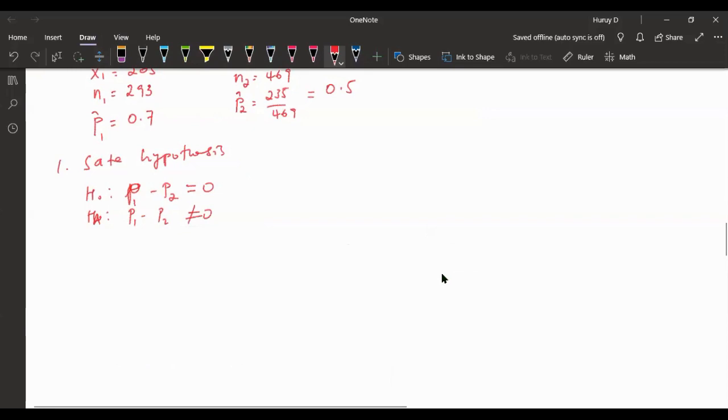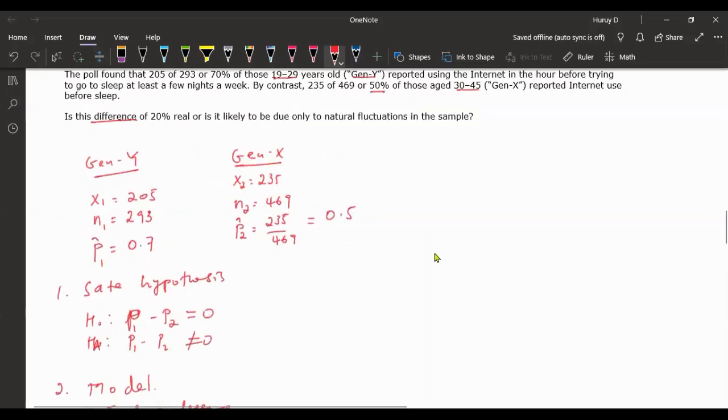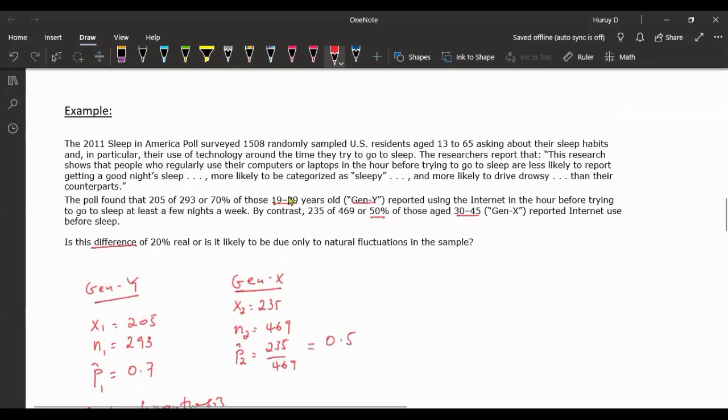And the second step is to identify your model, and of course, the assumptions. You can separate those two, but it doesn't matter, as long as you check all those things. So when we come to independence within the groups, here we have two groups: the first group of age 19 to 29, and the second group, this one.